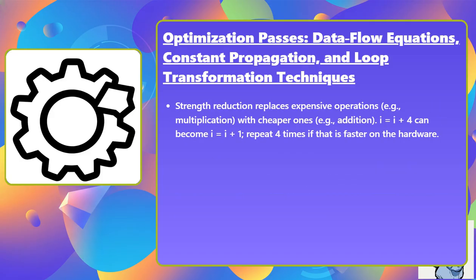Strength reduction replaces expensive operations such as multiplication with cheaper ones such as addition. I equals I plus 4 can become I equals I plus 1, repeat 4 times, if that is faster on the hardware.